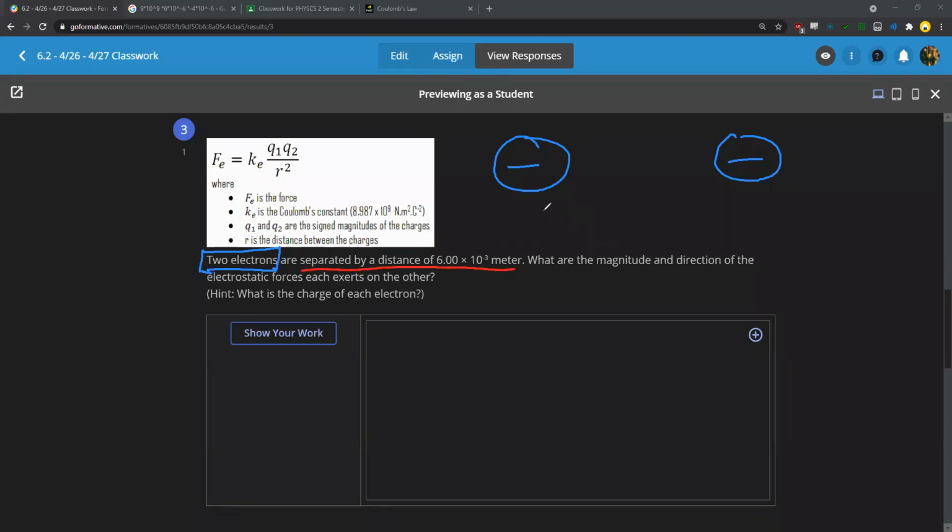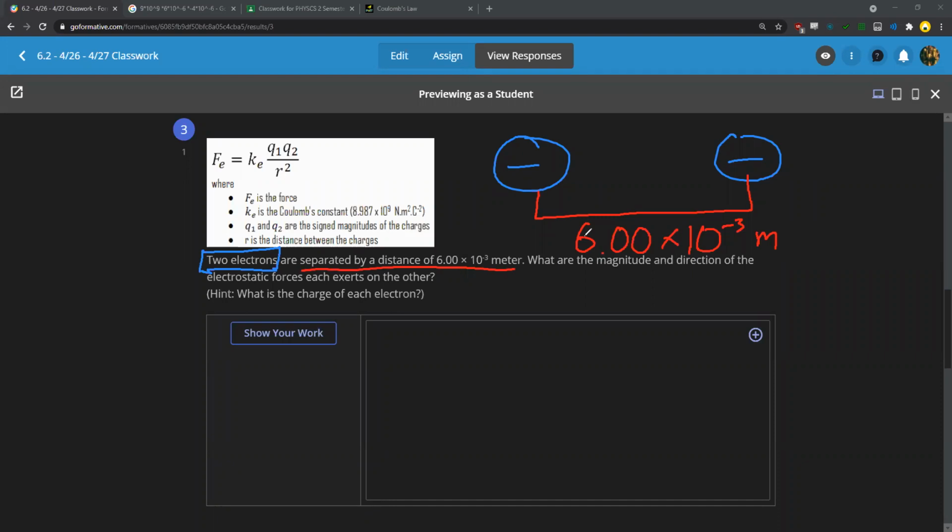separated by a distance of 6 times 10 to the negative 3 meters. If you're having problems visualizing it, please let me know. It's very important.